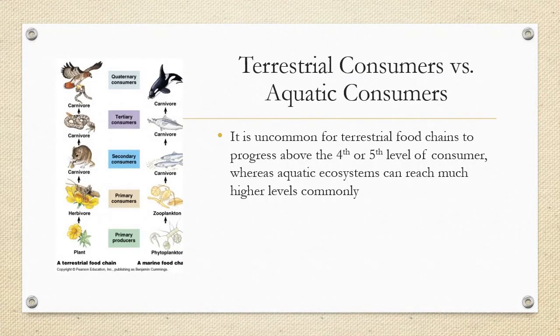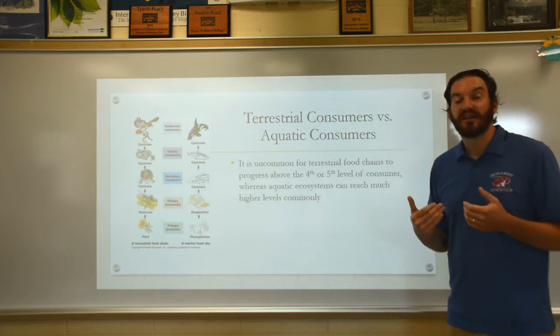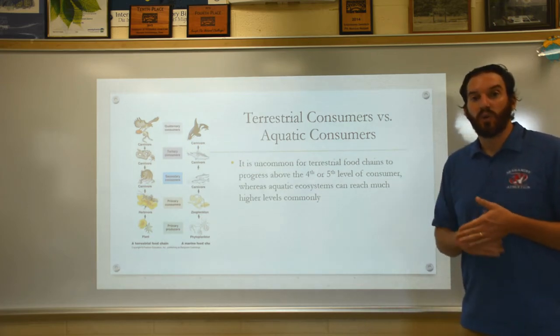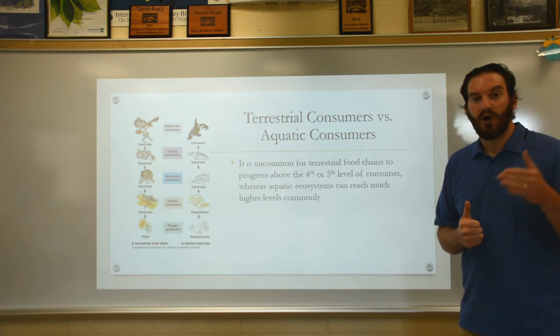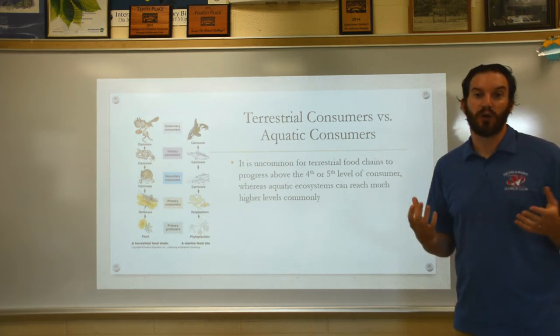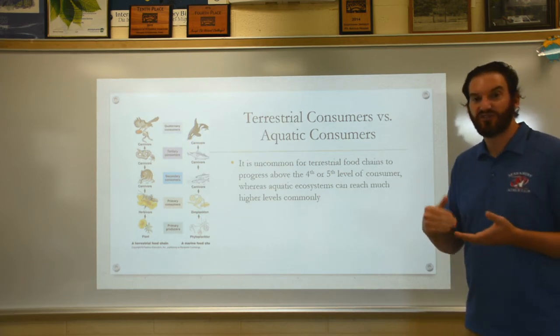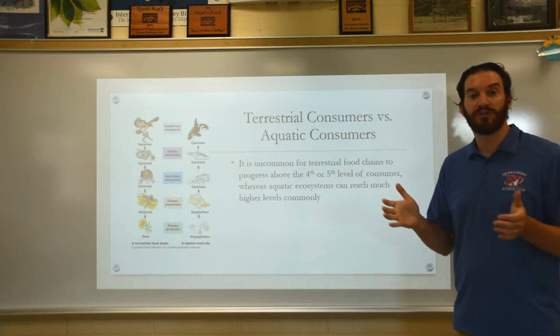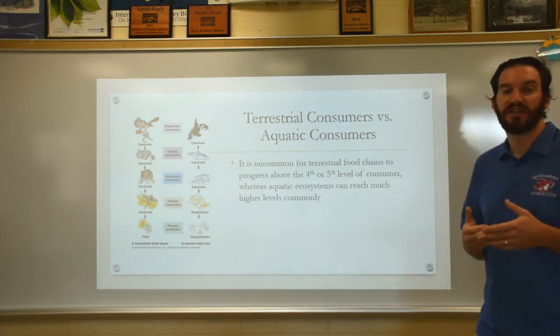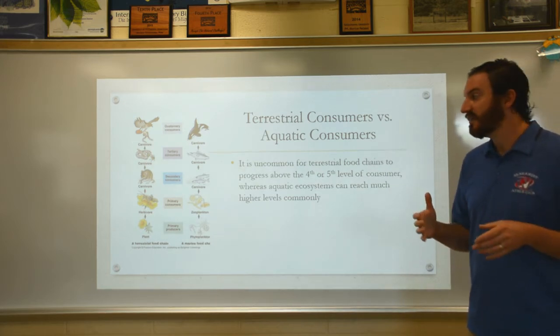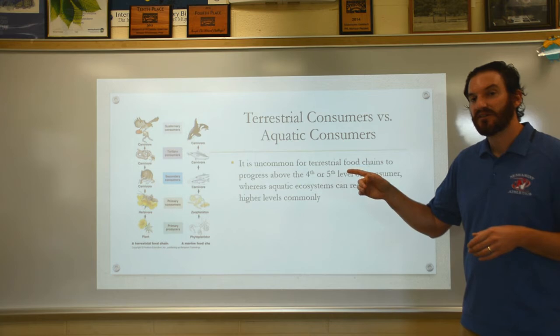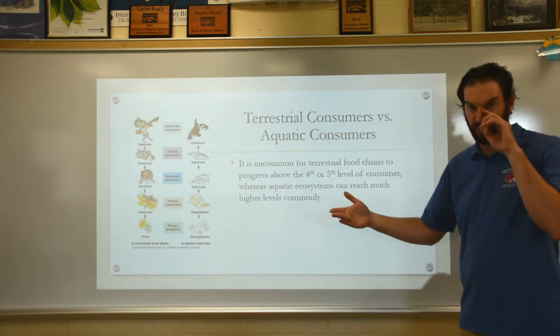Now, how do aquatic food chains or aquatic consumers compare to terrestrial consumers? Well, here's the thing. They both start with producers. On land, we have all of our flora, all of our plants, grasses, trees, bushes, flowers. All of those are taking in solar energy and converting it to biomass. Then you have consumers that will consume from there.